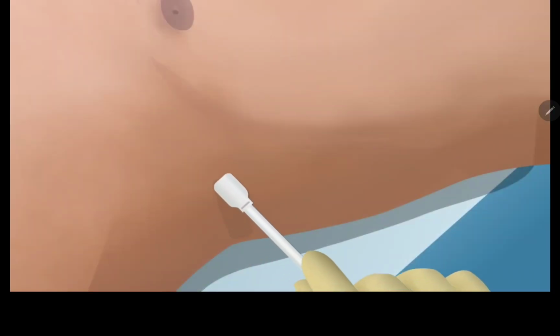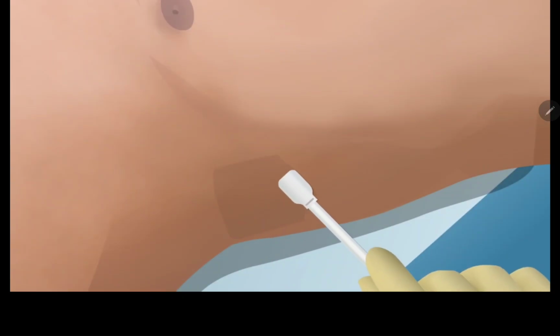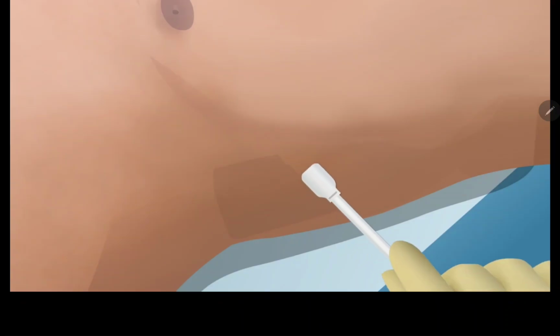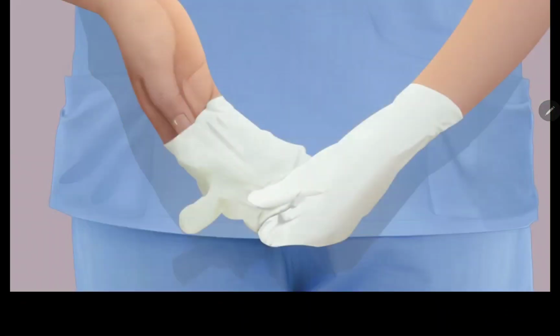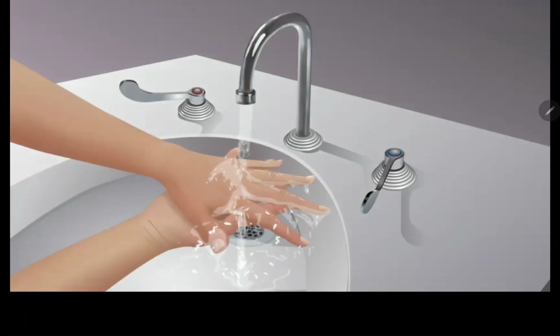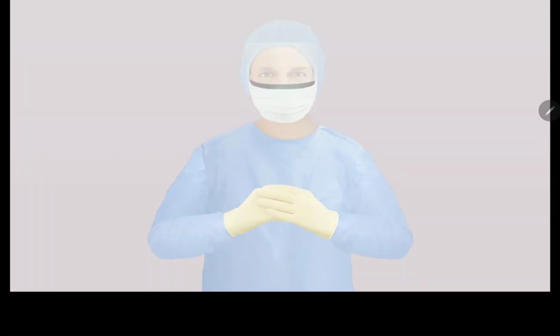Assist the practitioner as needed with cleansing the skin of the patient's chest with an antiseptic solution, for example, 2% chlorhexidine-based solution, per the organization's practice. Remove gloves, perform hand hygiene, and don a cap, mask, eye protection or face shield, sterile gown, and sterile gloves. Assist the practitioner as needed.